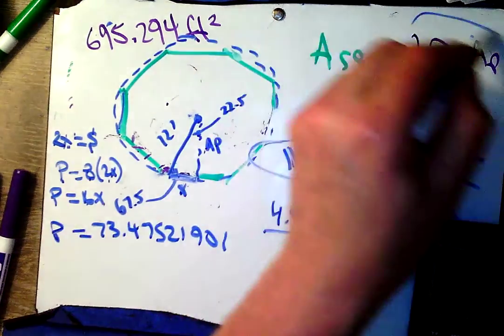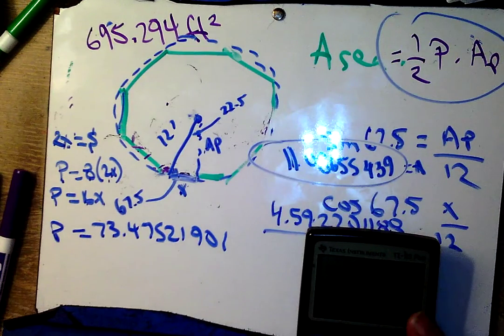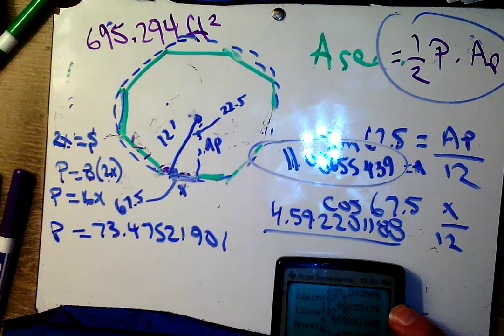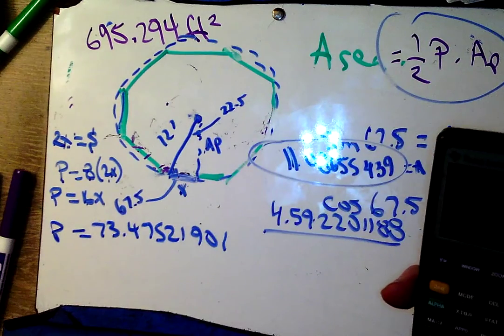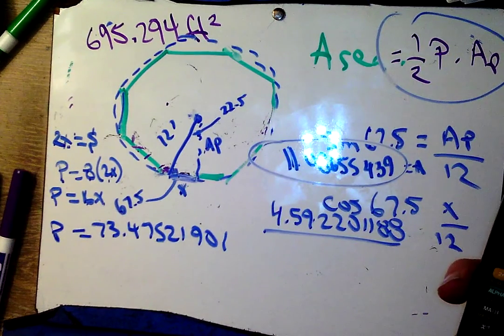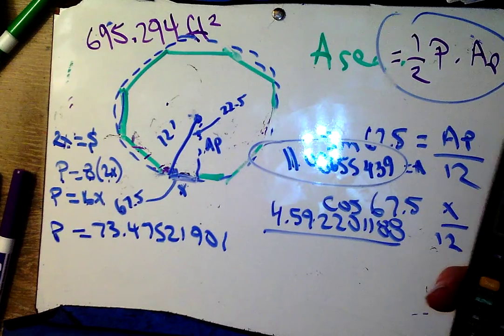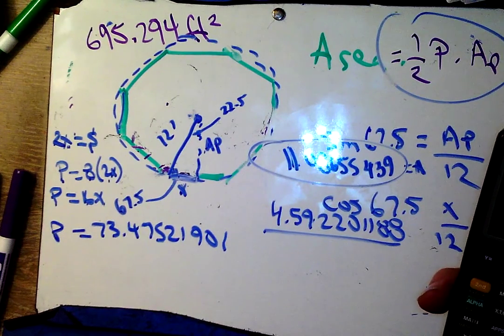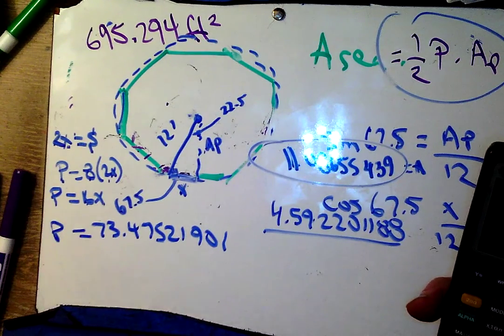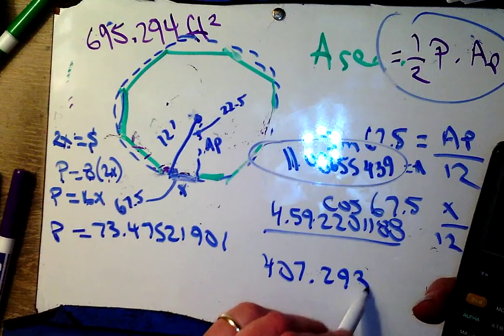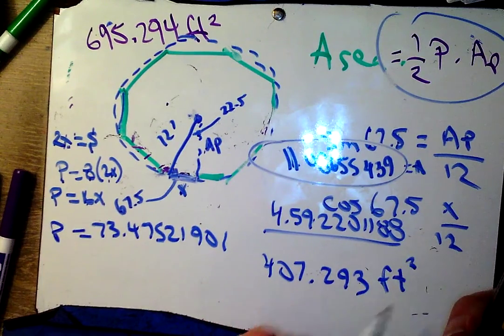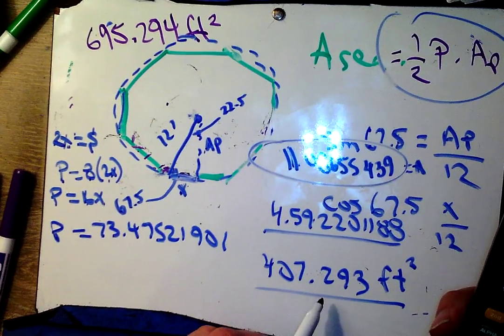And remember, the formula is 1/2 perimeter times apothem. And yes, I could very well imagine being the type of teacher who does not give you that formula on the test, and so you really do need to memorize it. 11.08655, I've got 407.293 square feet. Yes, this octagon is smaller.